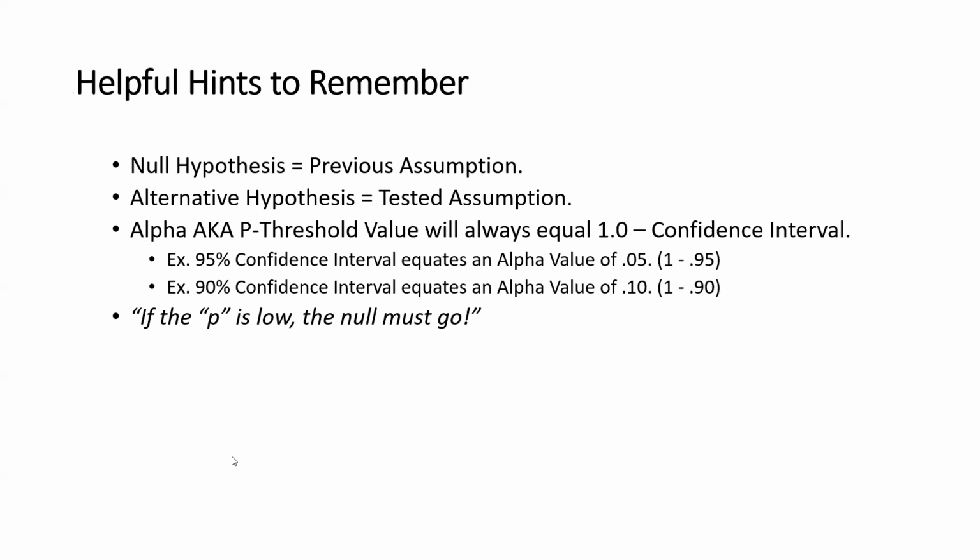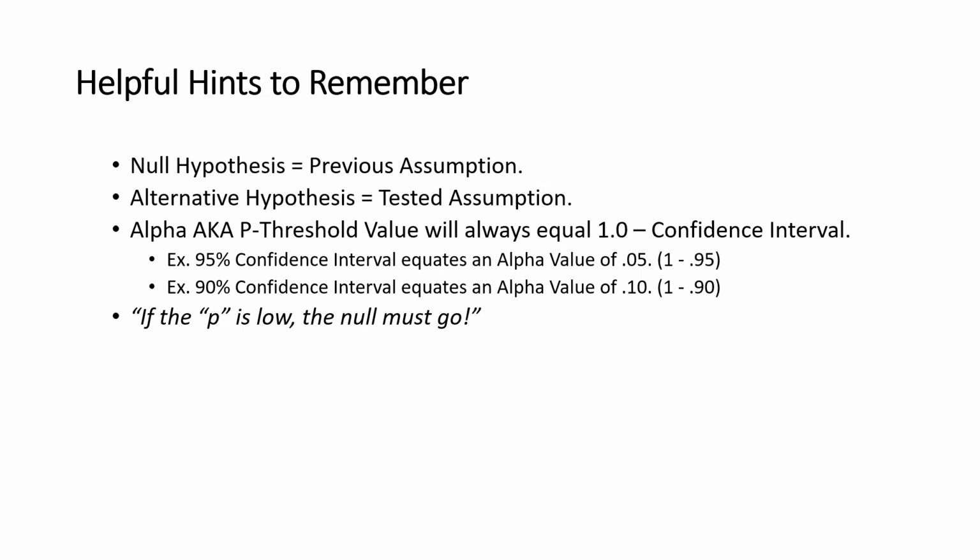So here are some hints to remember if you're just joining and weren't following along in the introduction to statistics videos. The null hypothesis is the previous assumption. It's the status quo assumption. The alternative hypothesis is what we receive when we disprove the null hypothesis. We find that the null hypothesis, the status quo assumption, was disproved.